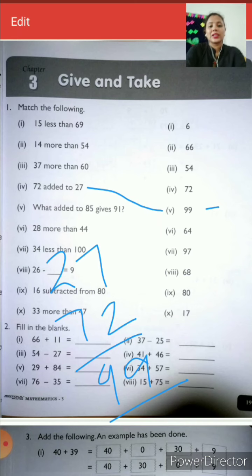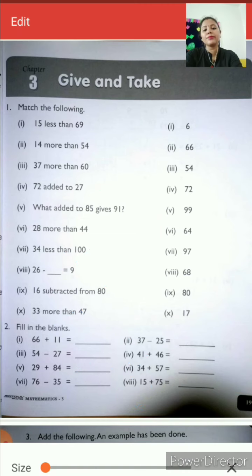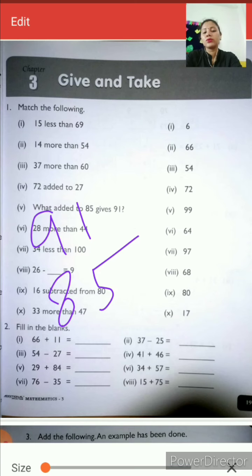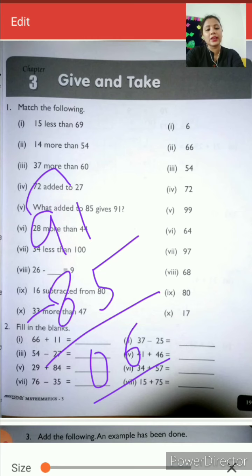Now the 5th question is what added to 85 gives 91. What added to 85 gives 91. It means हम 85 में क्या ऐड करें कि आंसर 91 हो जाए. So if I subtract 85 from 91, then I will get the answer. How? Just check. 1 minus 5 is not possible. So take a carry, it becomes 11. 11 minus 5 is 6. 8 minus 8 is 0. So the answer is 6. Here.